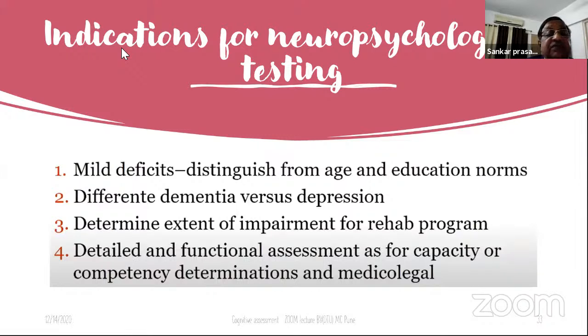So now, indications for neuropsychological testing. If there are mild deficits, you have to distinguish them from age and education norms. You differentiate dementia versus depression, and you have to determine the extent of impairment for a rehab program. Detailed functional assessment is needed for capacity or competency determinations and medico-legal issues. So you have to decide whether a person is suitable for the job he is doing or not. And depression, that is pseudo-dementia, has to be differentiated. So these are very important issues.